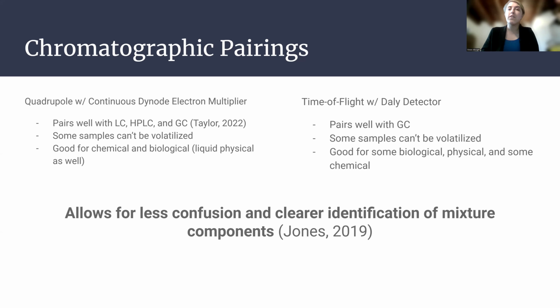But it's very good for some biological samples, providing that you don't actually degrade the sample in the process of volatilizing it. Physical samples and some chemical samples. Ones that it won't work on are ones where there's going to be a toxic or very poor reaction, such as pesticides. But basically, the pairing of these types of methods with the detectors and mass analyzers is going to allow for less confusion and a clearer identification of mixture components, as confirmed by Jones in his article.